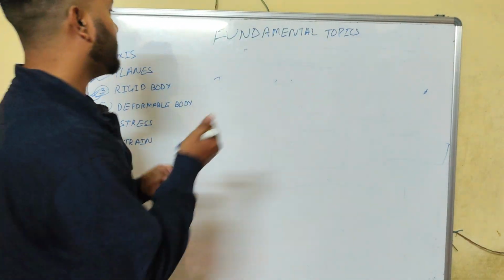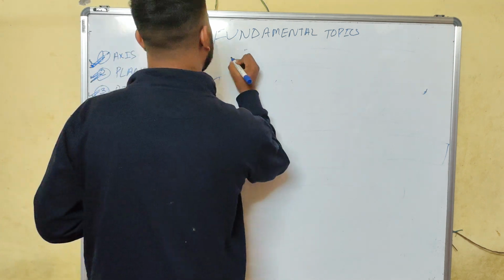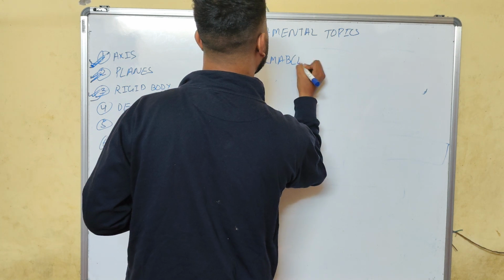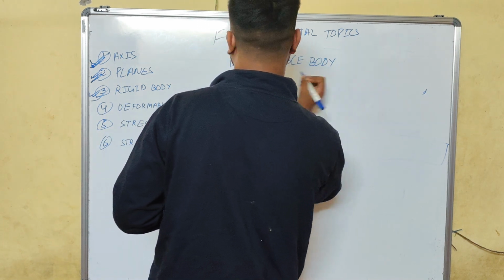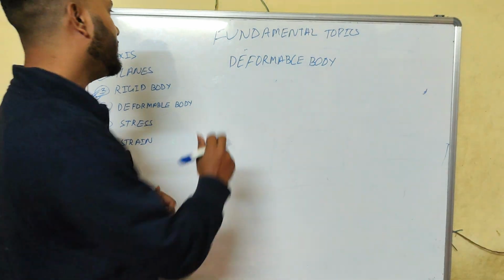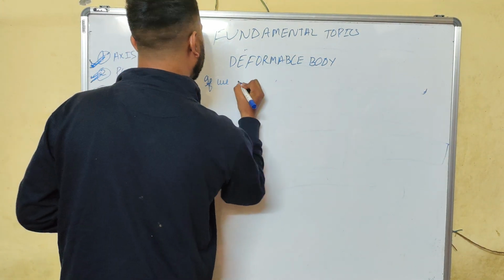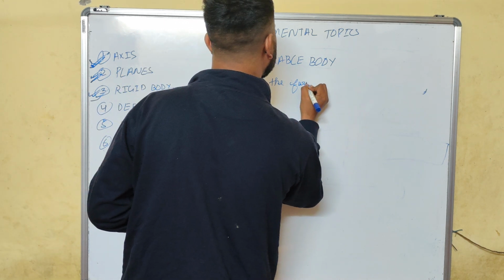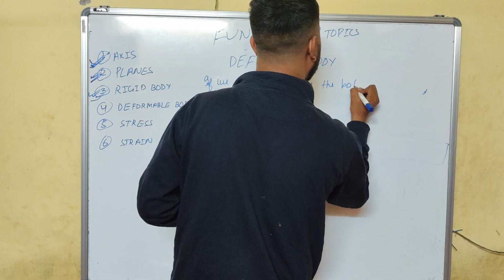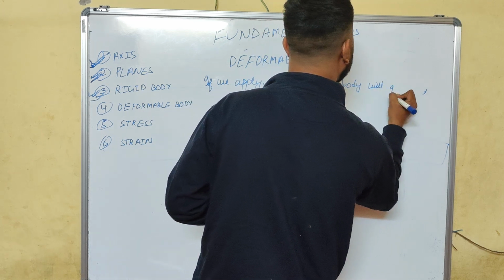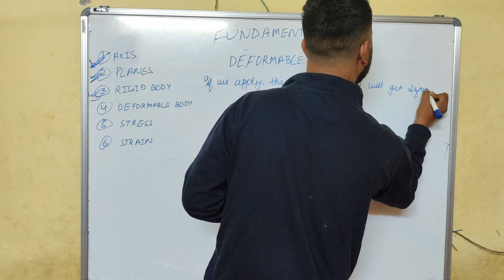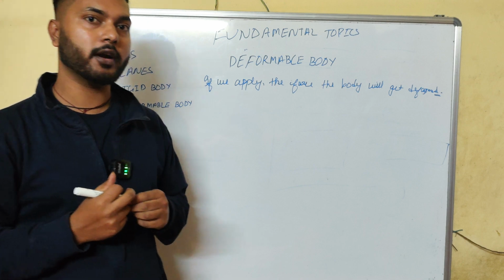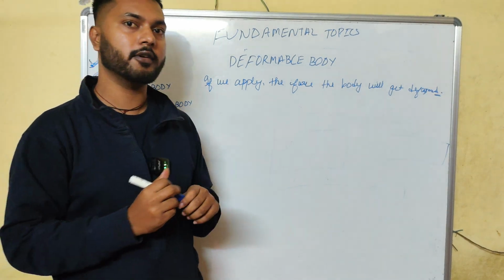Now we have deformable body, my dear students. Basically in the deformable body, if we apply the force, the body will get deformed. So that kind of body is basically a deformable body. If you apply enough force, the body will get deformed.